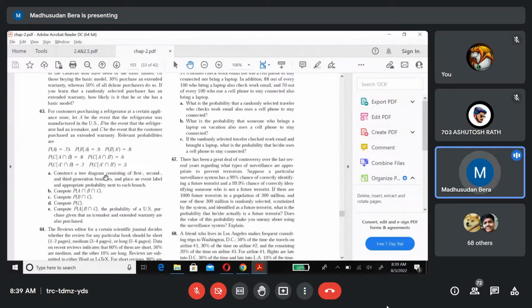Construct a tree diagram consisting of first, second, and third generation branches, and place an event label and appropriate probability next to each branch. So we have to draw a tree diagram of first, second, and third generation branches. Basically 3 events are there, A, B, C. Now see how we have to draw that.